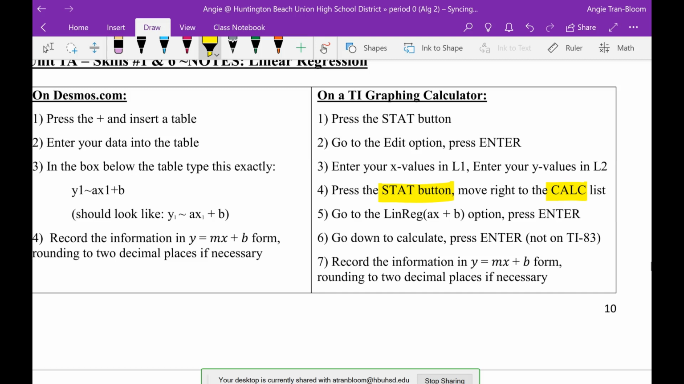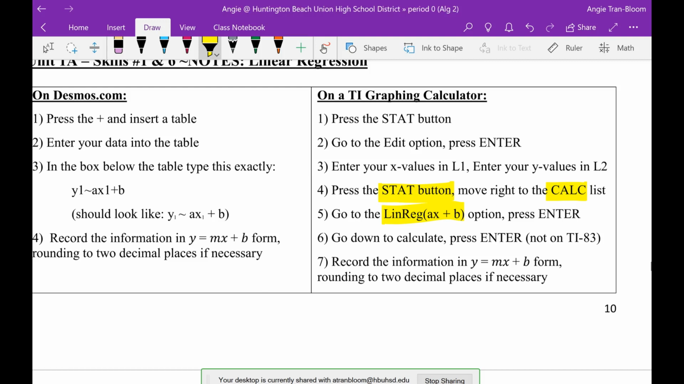Remember you were in L1 and L2. So right now hit stats. Find calc. Any questions so far? I'm going to hold it right here before I go further. Remember, we're trying to run a linear regression. There's a lot of stuff on there. There's linear regression, there's quadratic. I want you to find this linear regression format.